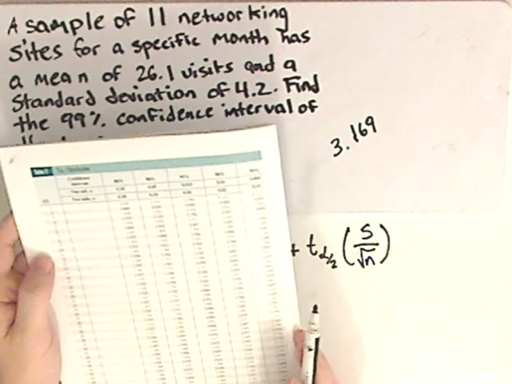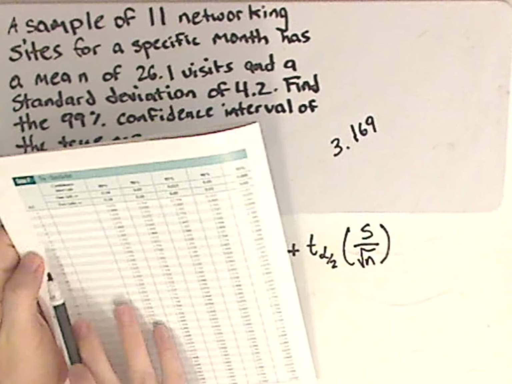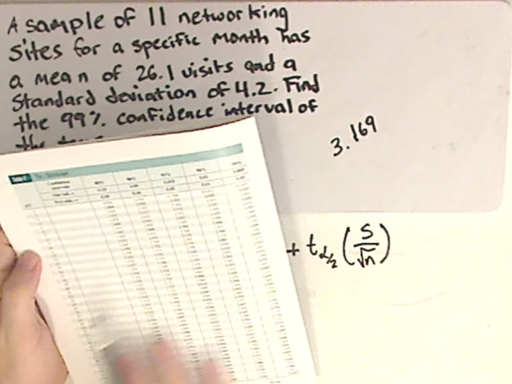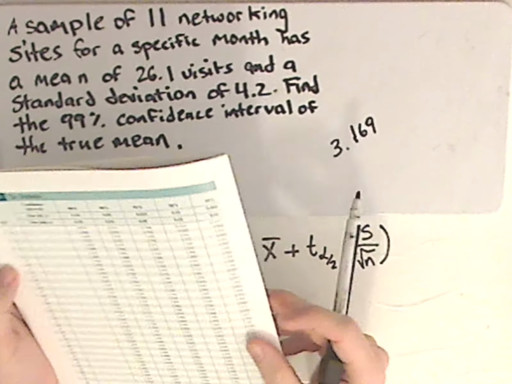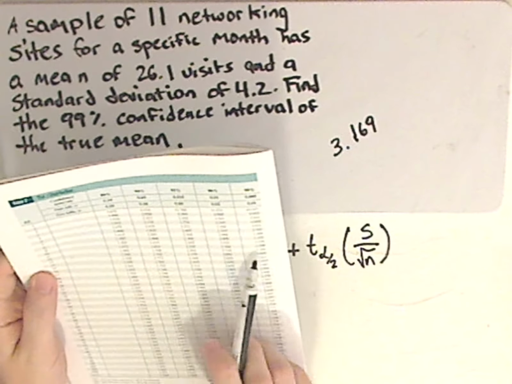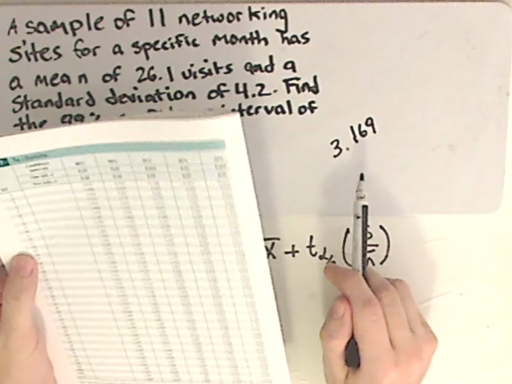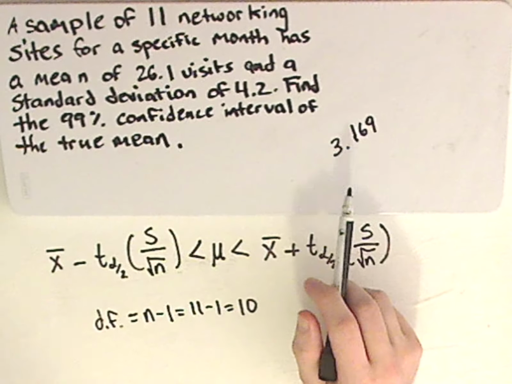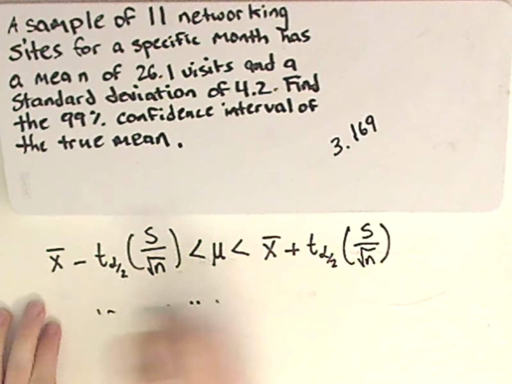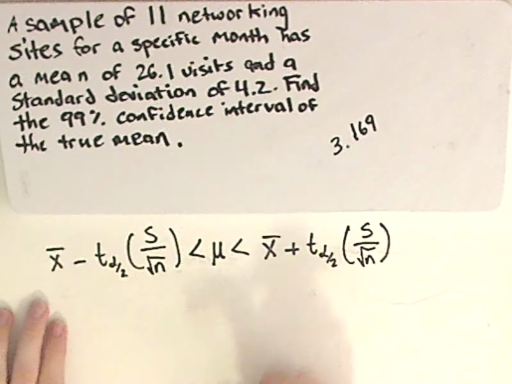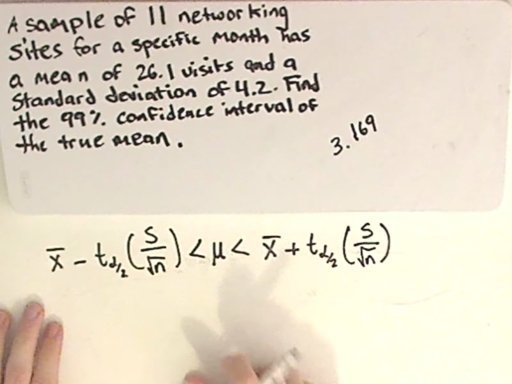And with the t-distribution table, it's really easy to look up because you have degrees of freedom in one column, and then on top normally you have your confidence intervals. So just see where the two line up, and that's the t-score that you want to use. So let me erase this. So now just plug everything in.